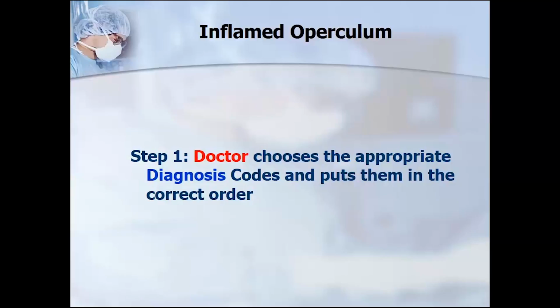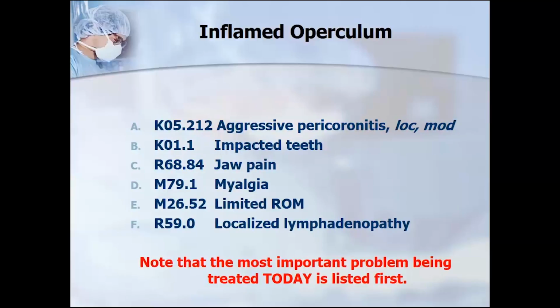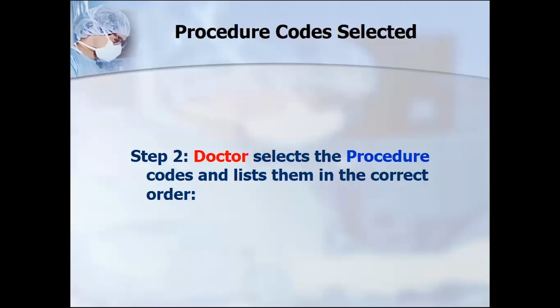And we take the diagnosis codes. They are determined by the clinical history, the evaluation, the radiographs. So the most important problem that we're treating today is the pericoronitis. It's localized, moderate. Then we indicate this is caused by the impacted teeth. Together with that, we have jaw pain, muscle pain, limited range of motion, and localized lymph node swelling. So we order things from the most important problem being treated today down to the least important.